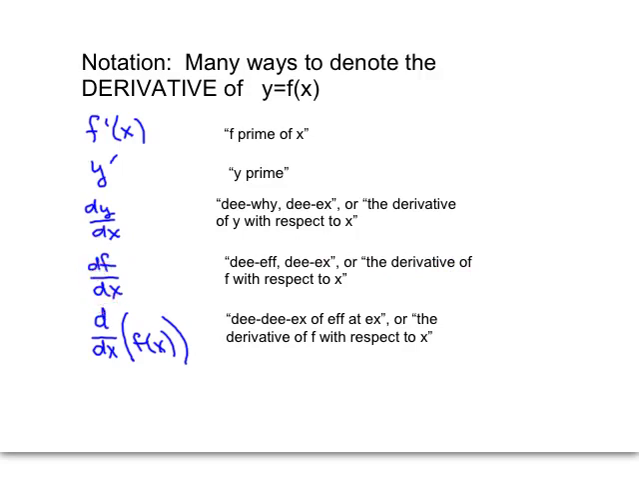So that means x is the independent variable. All right, this is another fun one. This means the derivative of f. Okay, d dx of f at x. Or, once again, the derivative of f at x, where x is the independent variable.